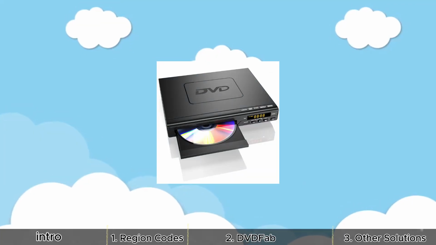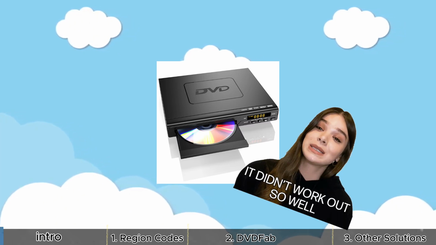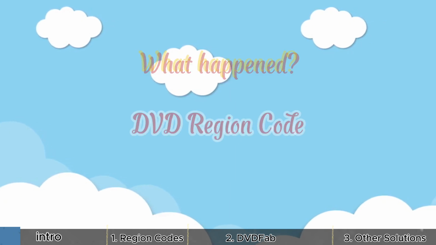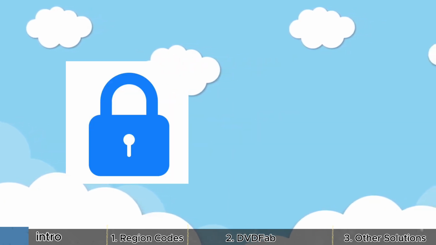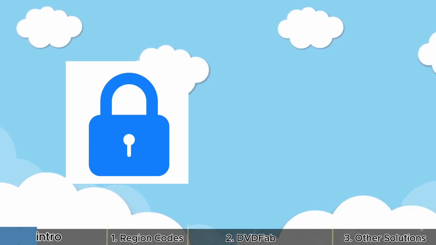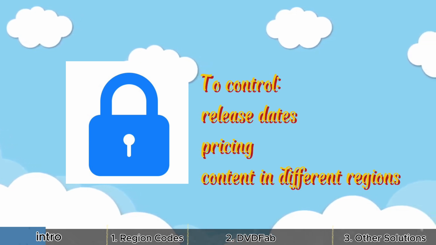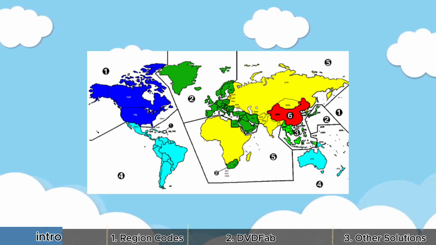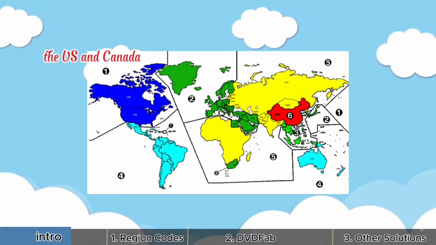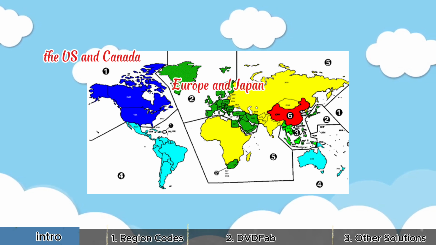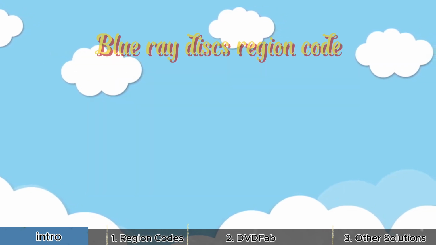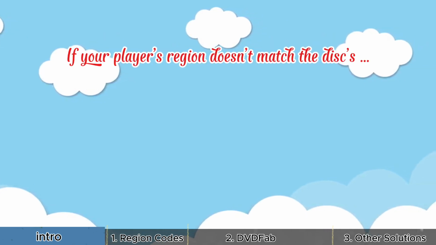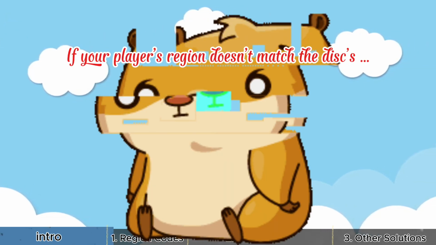Have you ever bought a DVD from another country only to find it won't play on your player? That's because of something called a DVD region code. It's a kind of digital lock created by movie studios to control release dates, pricing, and content in different parts of the world. DVDs are divided into regions, like Region 1 for the US and Canada, Region 2 for Europe and Japan, Region 3 for Asia, and so on, while Blu-ray discs have a simpler A-B-C system. If your player's region doesn't match the disc's, you'll get an error.